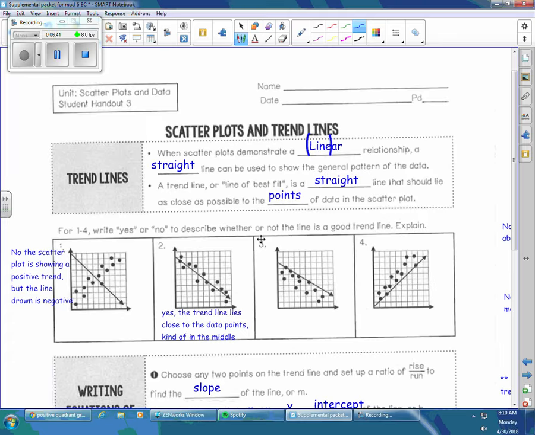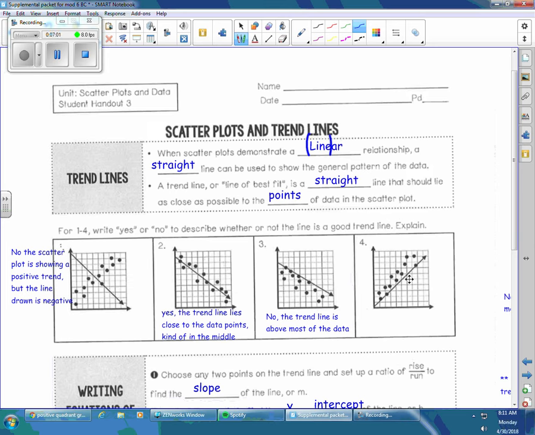Okay, looking at number 3, is this a good line of best fit? Let's see, it's above most of the data. So if I'm using this line to make predictions, my predictions are probably going to be on the high side. So I'm going to say, no, this trend line is a little bit too high, and I want to bring that down so that it's in the middle of the data somewhere.